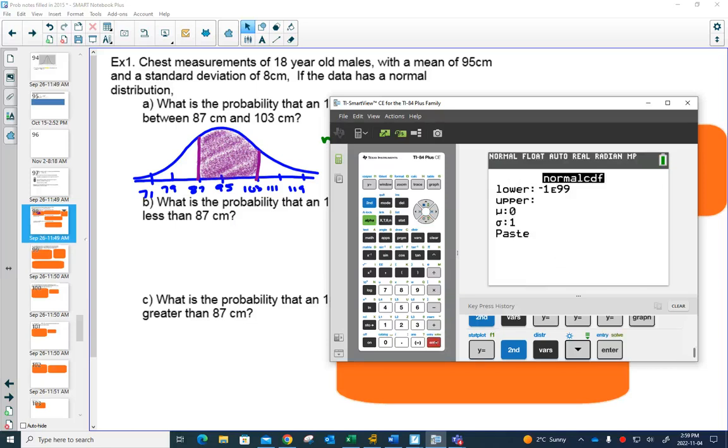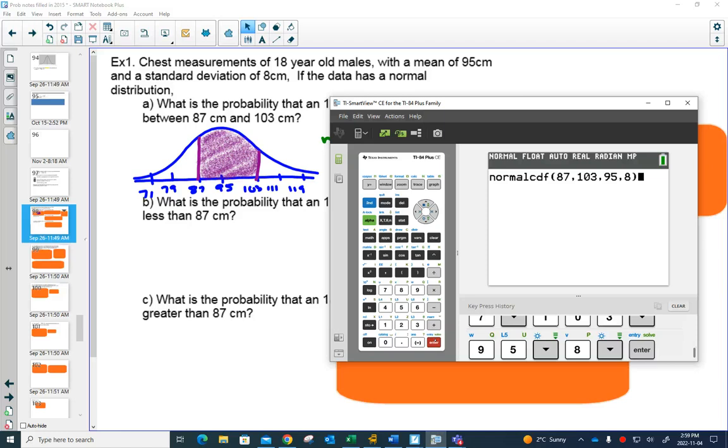So if you have the newer version, it says, what would you like your lower value to be? Our lower value is 87. Our upper value is 103. Our mean was 95 with a standard deviation of 8. If you don't have the newer version, you have to write it in with commas, and you have to remember what goes where. So more studying involved with the TI-83. If you have a TI-84 and this is not showing up, you can connect to another TI-84 and just update your operating system so it does.